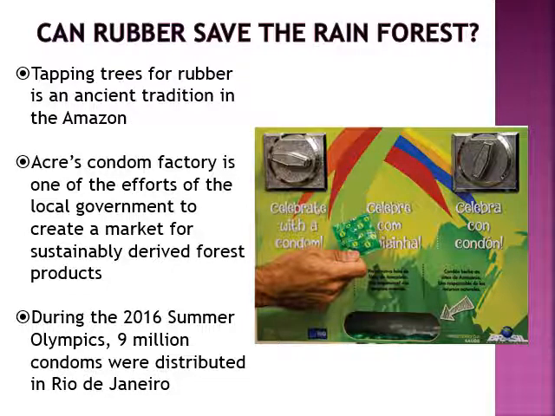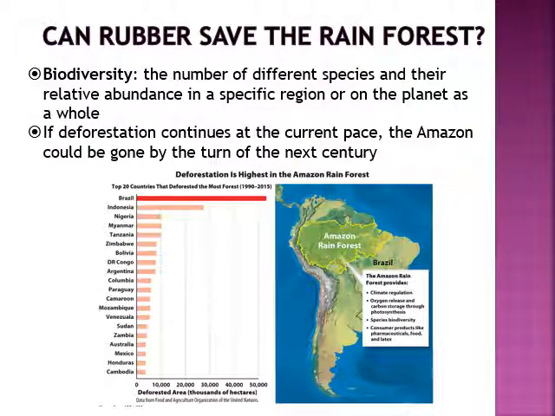So in an effort to sort of bring that back, they had this company, Acre. They have a condom factory, and it's one of the efforts that the local government has kind of put in to try to create a market for the sustainably derived forest products from rubber, right? And we know latex and rubber are both very useful to us in many different applications, but during the 2016 Summer Olympics, they heavily marketed this by giving away 9 million condoms throughout Rio, and focusing pretty heavily on this being a sustainable product from the Amazon itself. Can rubber save the rainforest?